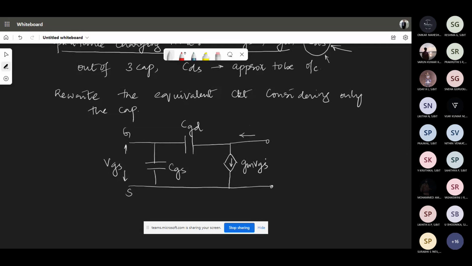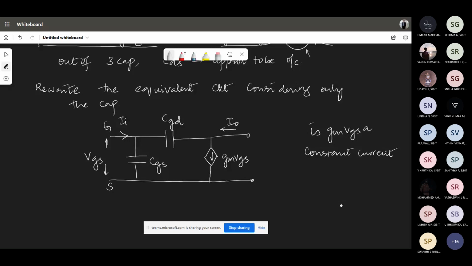Let me indicate a few current values here. Let me call this I0 current. Let me call this current IN current. But can somebody tell me, is GM times VGS a constant current for a given VGS value? What is your answer to that? Is it a constant current or not? Yes or no?